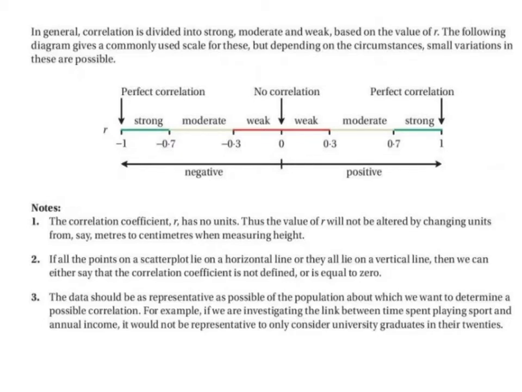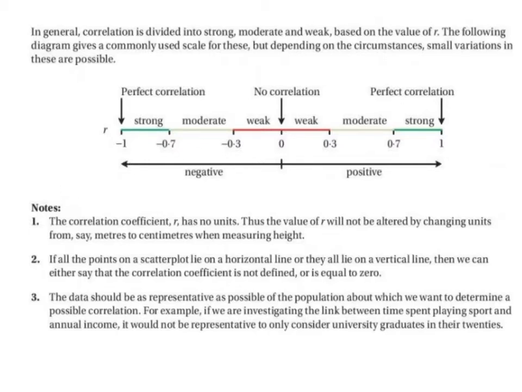If our r value is between minus 0.3 and 0, we have weak negative correlation. If it's between minus 0.7 and minus 0.3, we have moderate negative correlation. And if it's between minus 1 and minus 0.7, we have strong negative correlation. And if we have minus 1 for our r value, it's perfect negative correlation.